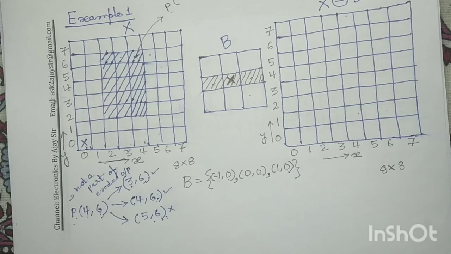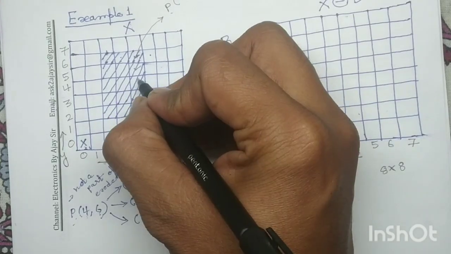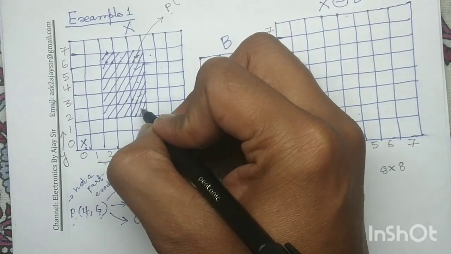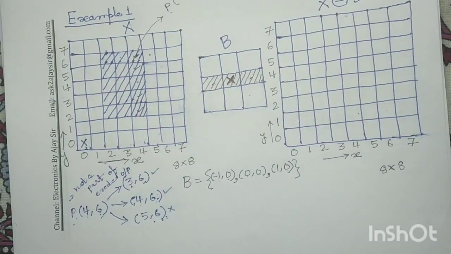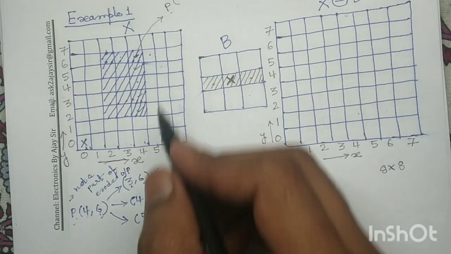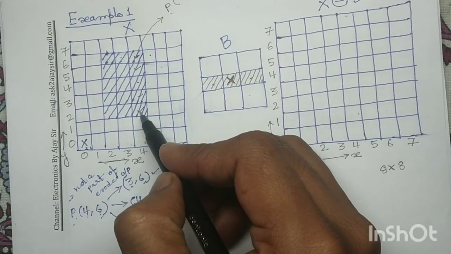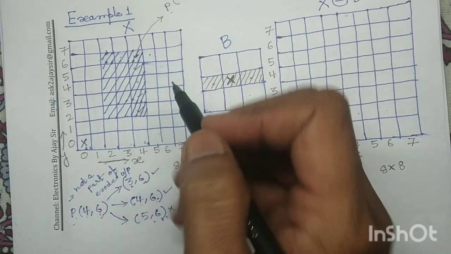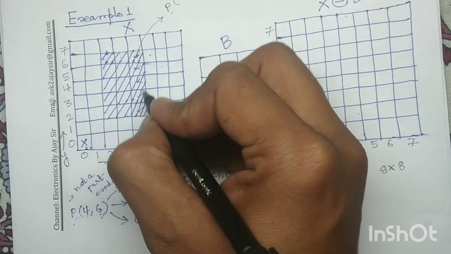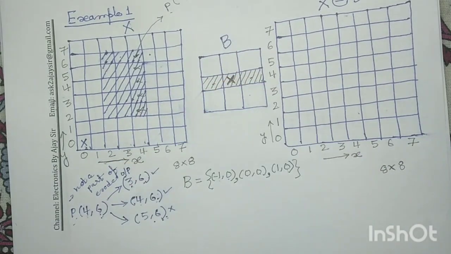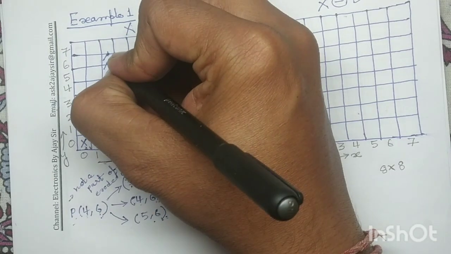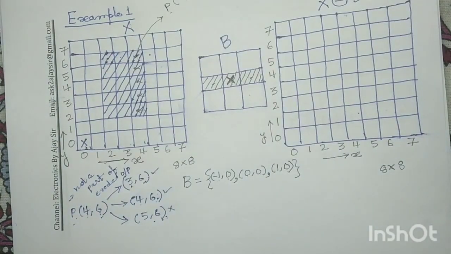Similarly, if you perform the calculation for this pixel, this pixel, this pixel and this pixel, you will get the same conclusion that all these pixels will not be a part of the eroded output. Now we will take another pixel. Let's suppose we are taking this pixel.